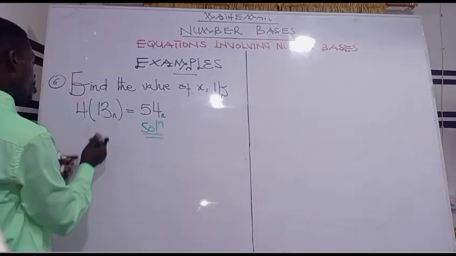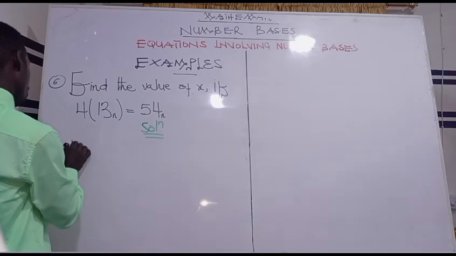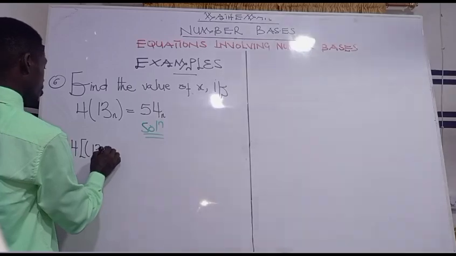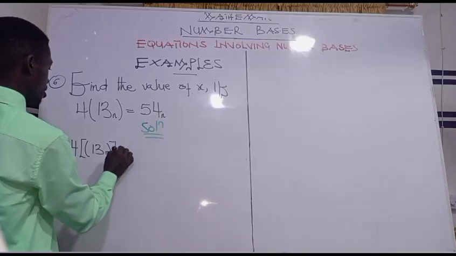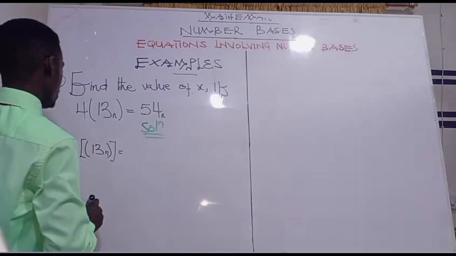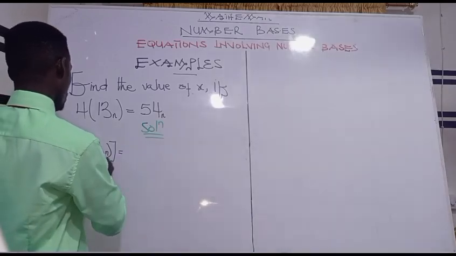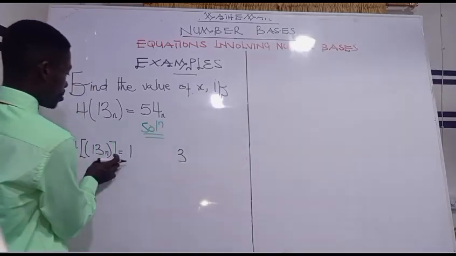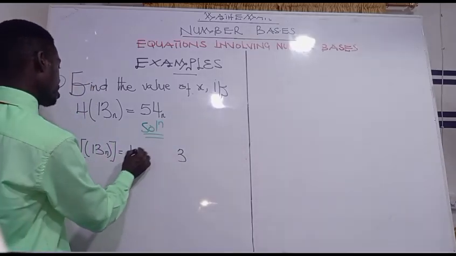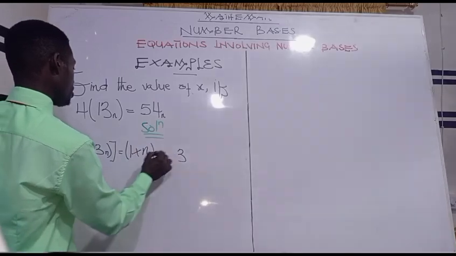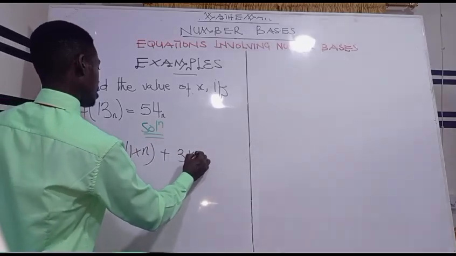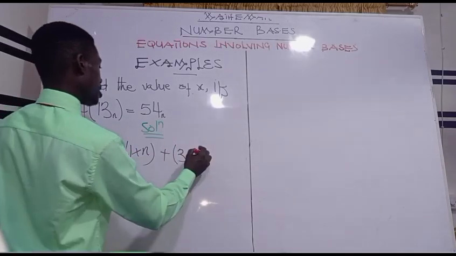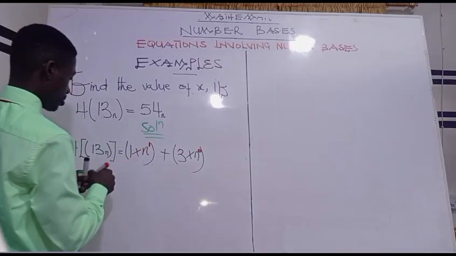So let's convert this to a base 10 number. So we have 4, then we have 13 to the base of n. So let's convert this to a base 10 number. So we have 1 and then 3. Then we multiply each of these numbers by the base given. So the base is n. We sum them. Then we start counting from the extreme right to the left, starting from 0 and then 1.